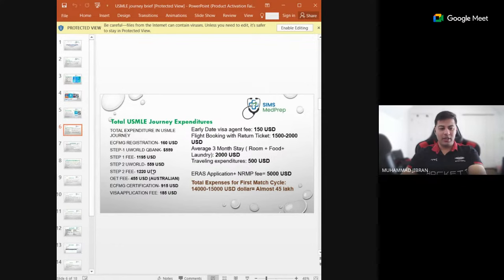There are certain things that are going to stay the same, like the step fee, registration fee, and QBank fee. These are going to stay the same, but there are things that you can save money on, and there are things you have to put more money on. So it all depends on your preferences.